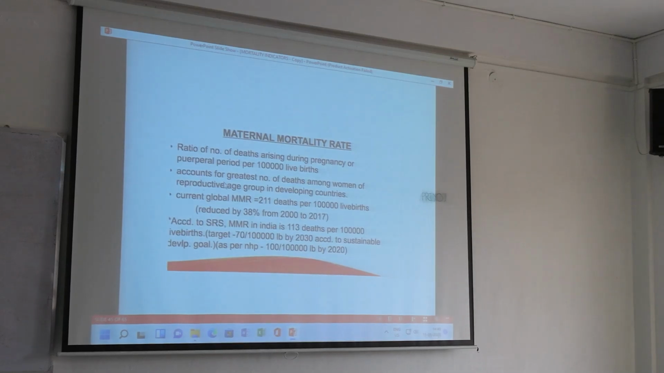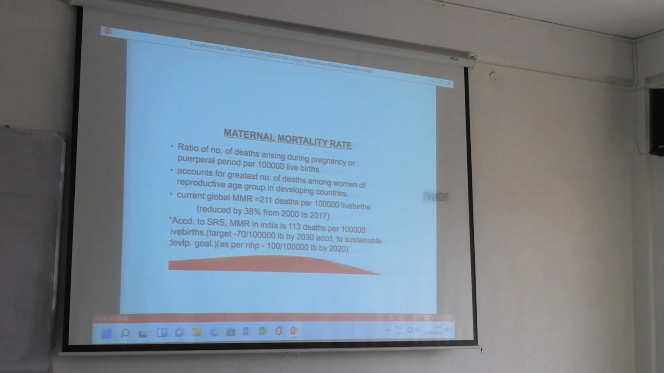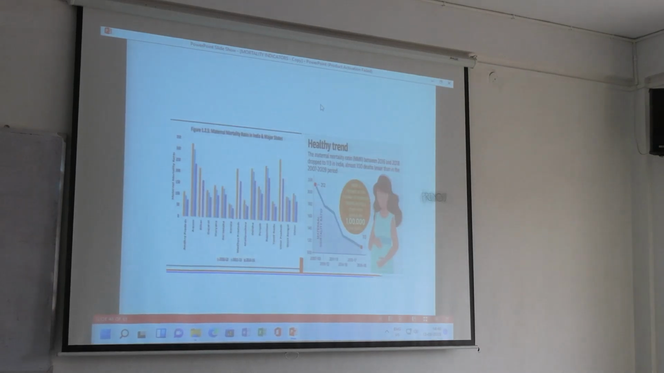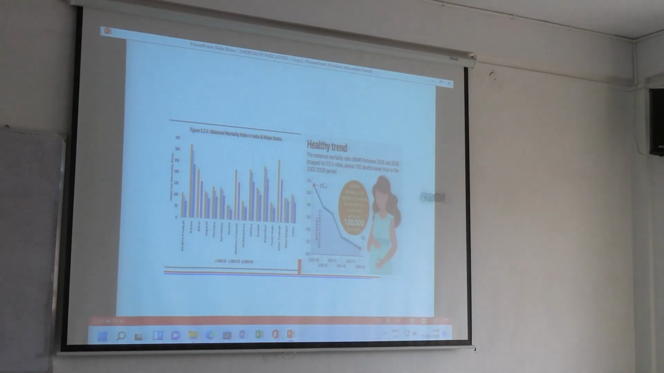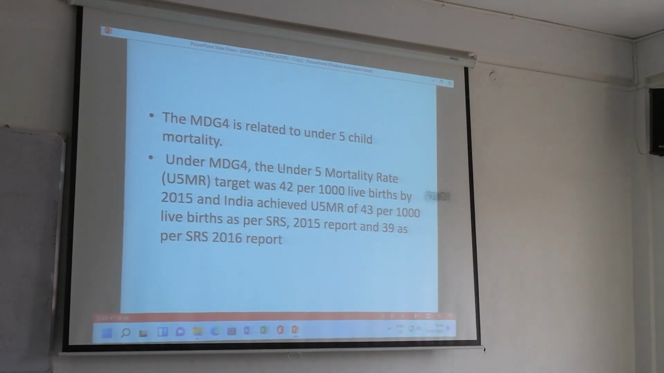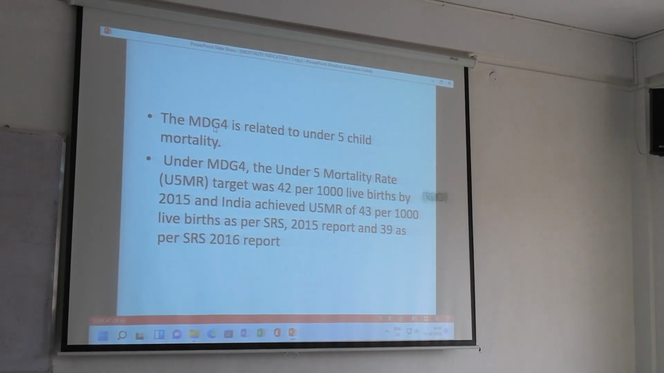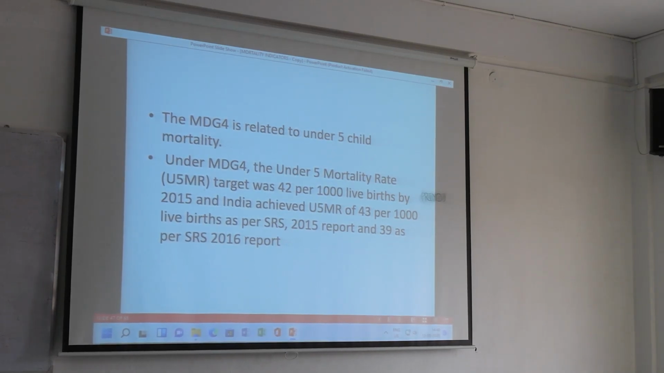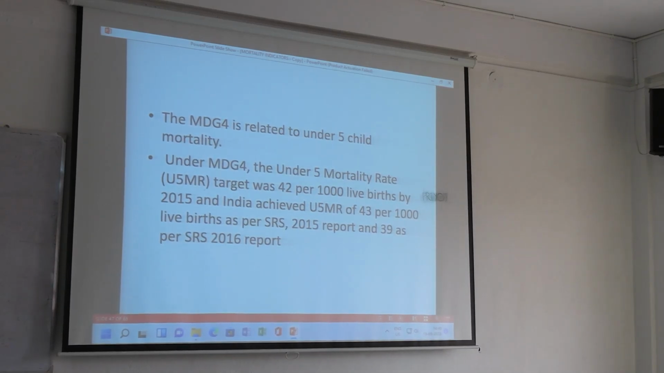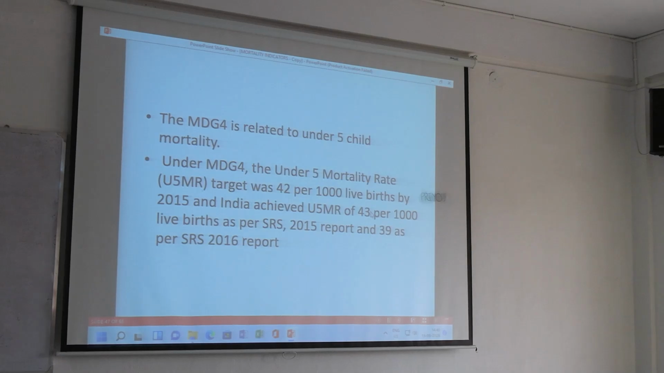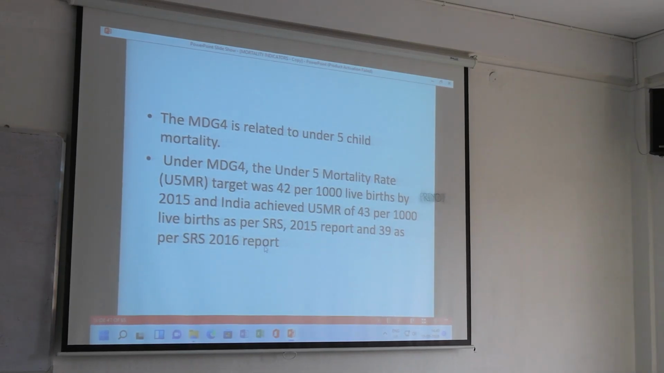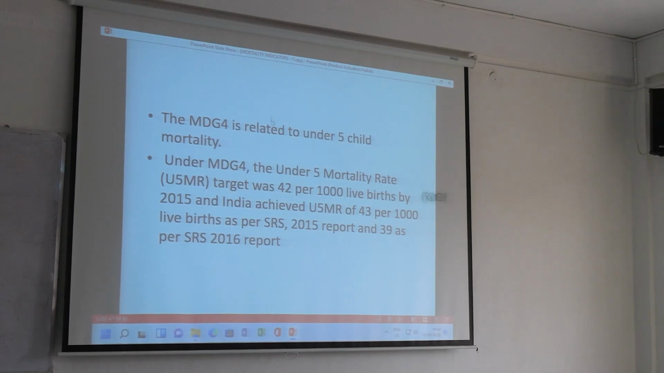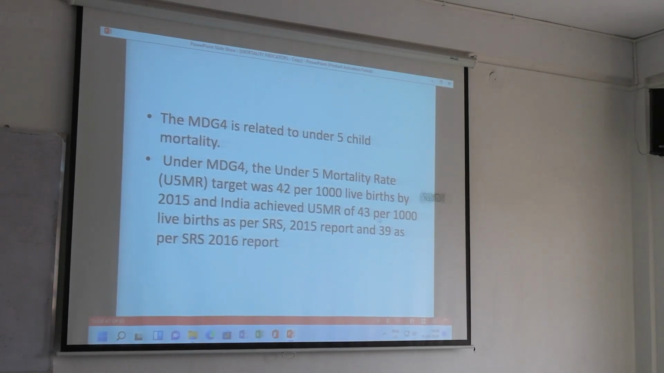This is the same globally. We are showing a decreasing trend, but it is not yet enough, and we still need to move further. Now the Millennium Development Goal related to under 5 child mortality: the Millennium Development Goal was set up in Geneva, and the target was 42 per 1,000 live births by 2020. We achieved 43 per 1,000 live births as per 2016. So we have achieved the Millennium Development Goal. Target was 42, and we did better.